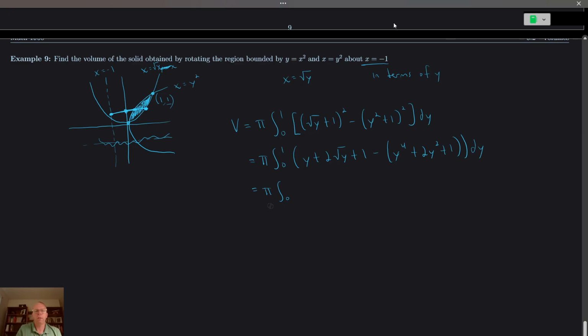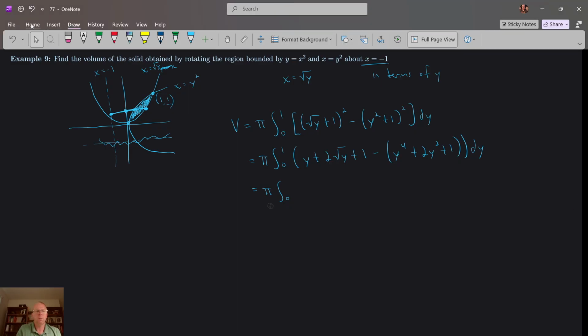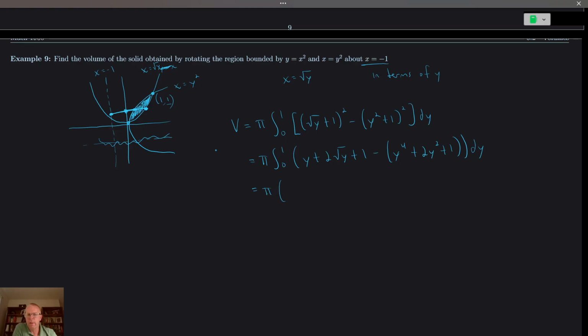Actually, let's not write the integral again. Let's go ahead and integrate it. So 1/2 y squared plus 4/3 y to the 3/2. The 1 cancels with that one. So minus y to the 4th, we'll integrate that. 1/5 y to the 5th minus 2/3 y cubed. And from 0 to 1.